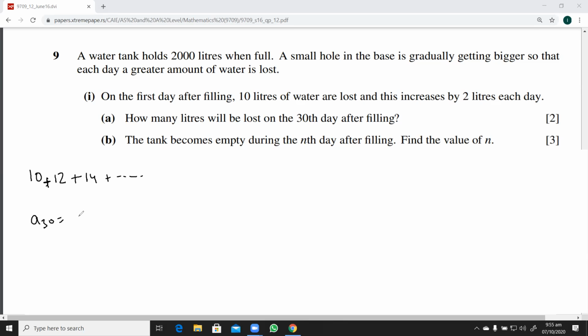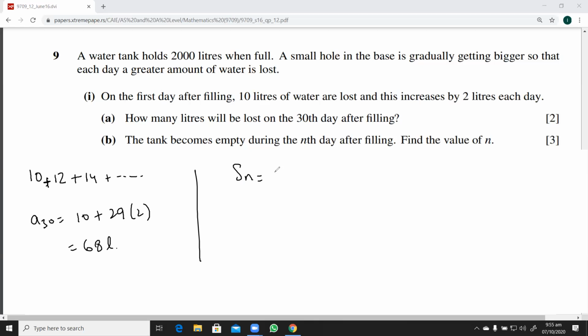That is going to be 10 plus 29 times 2. So this is 58 plus 10. 68 liters will be lost on the 30th day. The tank becomes empty during the nth day. So what is the sum of all this series? That is 2000, because obviously the leakage has to go on until all the tank is empty.